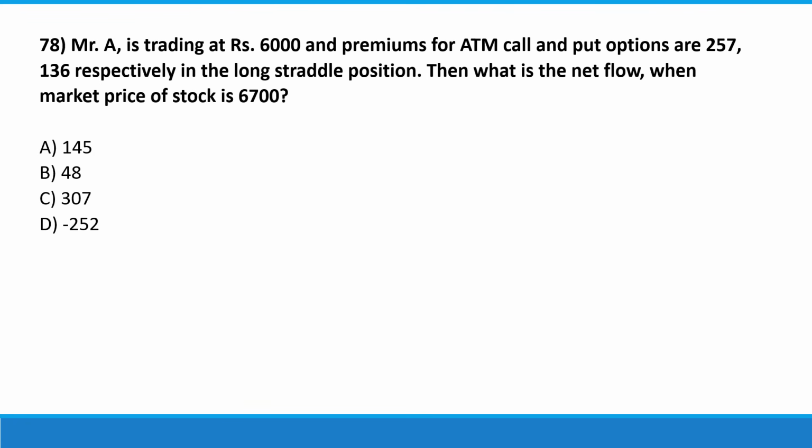Mr. A is trading at 6,000 and premiums for ATM call and put options are 257, 136 respectively in the long straddle position. Then what is the net flow when current market price of stock is 6,700? Option A 145, option B 48, option C 307 and option D minus 252. The correct answer is option C 307.